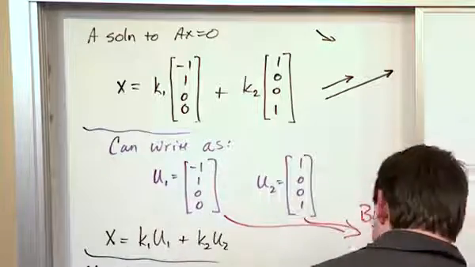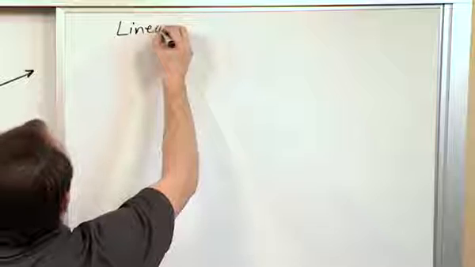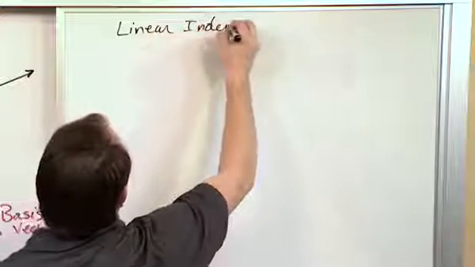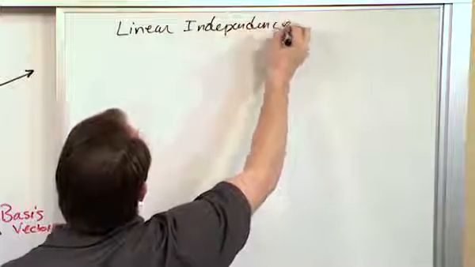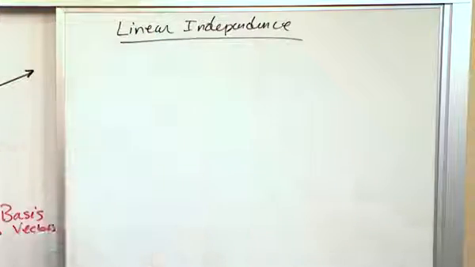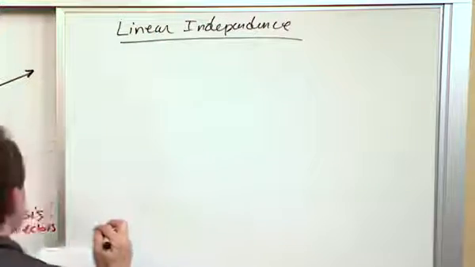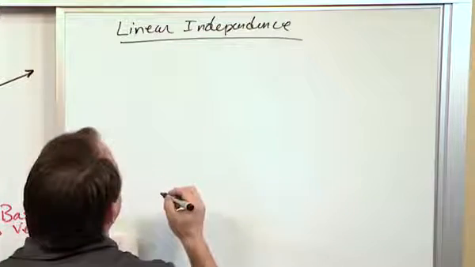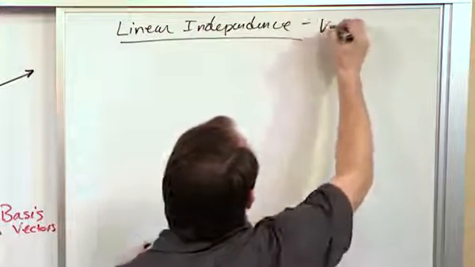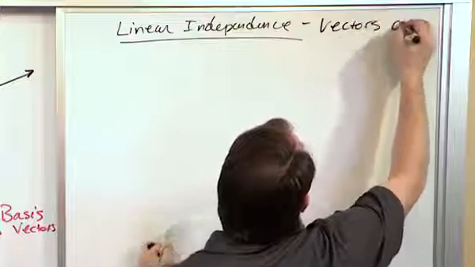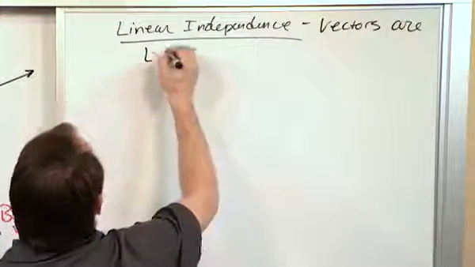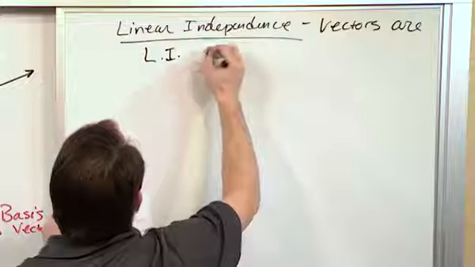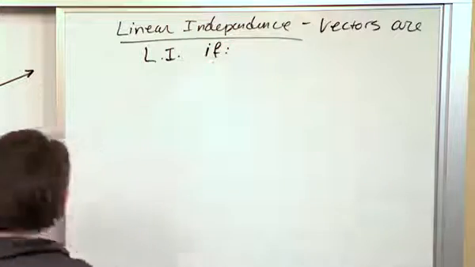But in your book, when you get to studying linear independence, you're not going to see anything like this. This is what I think is much more easy to understand. What you're going to see is a definition that looks like this: linear independence. So now that you understand what the concept is, it's much easier to understand what the book is trying to tell you. So I'll say it this way: linear independence. Vectors are linearly independent, so that's LI, if the following is true.